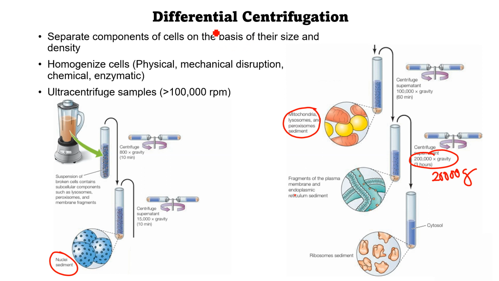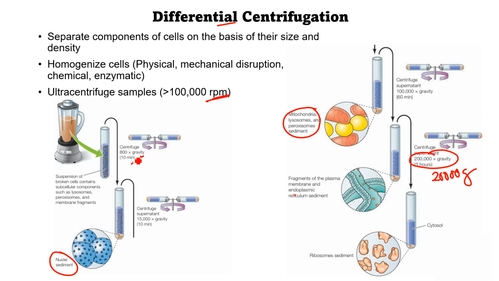Differential centrifugation, as the name suggests, separates different components of the cells on the basis of their size and density. First you homogenize the cells by the different means you have learnt in these lectures. You can use ultrasonication, a French press, or chemical and enzymatic methods, like adding lysozyme, or you can add detergents like SDS. That will also homogenize the cell. Then you centrifuge samples at greater than 100,000 RPM. Okay, this is in RPM, this is in G. Do not get confused.